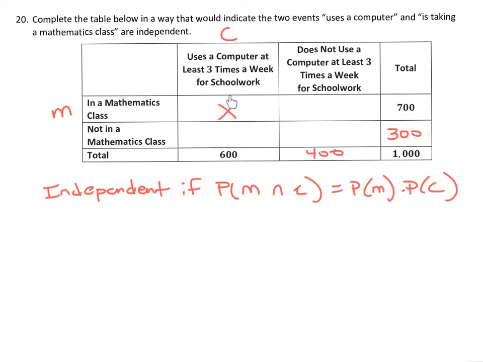So this would be the and over the total. So here, the probability of M and C would be whatever goes in this box over the total, so X over 1,000. All right, let's hope we know everything else because we've got to solve for that X. Okay, now the probability of M. So here's M. Well, we know there's a total of 700 people who are in a math class out of the 1,000. So we could just write this as 700 over 1,000. So that we do know.